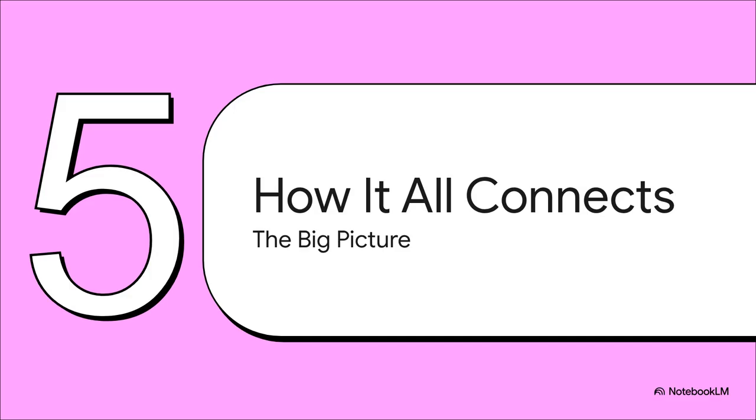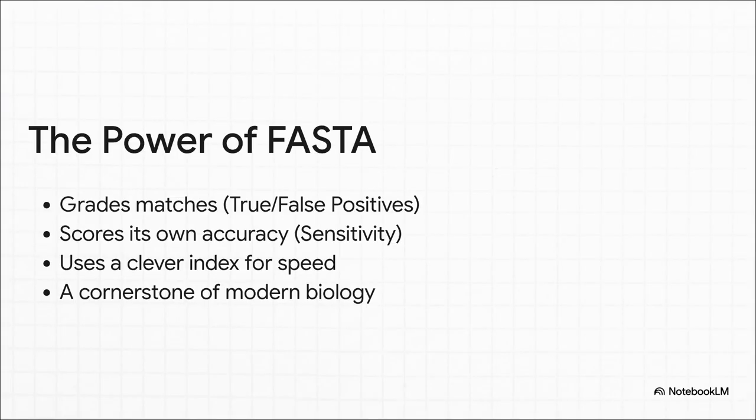So let's bring it all home. How do all of these pieces, the grading, the scoring, and the super fast indexing trick, all come together to make FASTA so revolutionary? The power of FASTA is really in how it combines all these ideas. It uses those principles of true and false positives to grade every single potential match it finds. It scores its own performance using sensitivity and selectivity so researchers know they can trust the results. But the real game changer is that brilliant indexing trick that lets it tear through gigantic databases in seconds, not hours or days. It's this combination of blistering speed and reliable accuracy that made it an absolute cornerstone of biology.